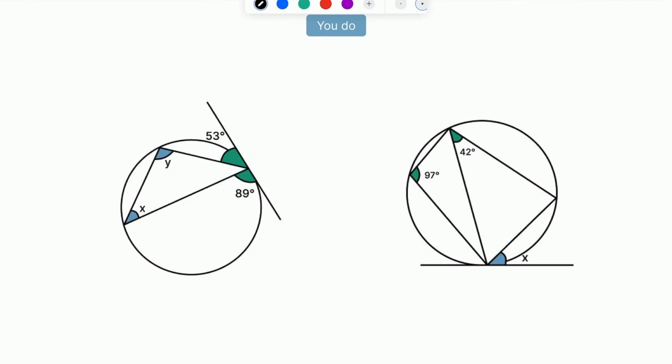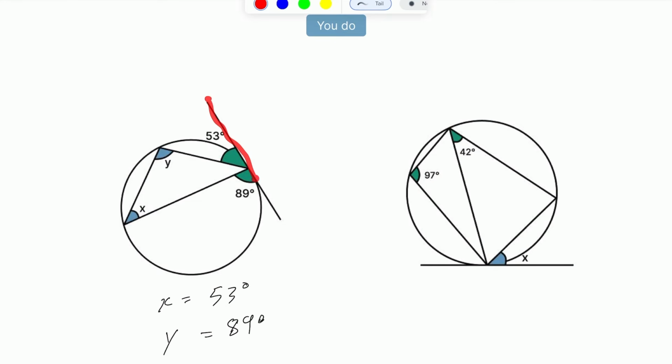So moving on, I want you to press pause and have a go at these two because they can seem slightly tricky. Press play when you're ready for me to go through. Immediately you're looking at this, I know where the chord for 53 is. So x is equal to 53 degrees. And I can see for y, the chord is 89 degrees.